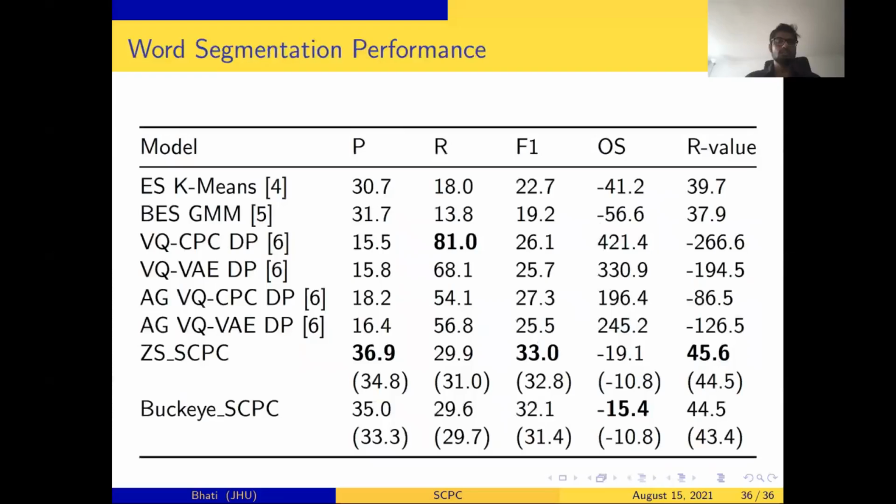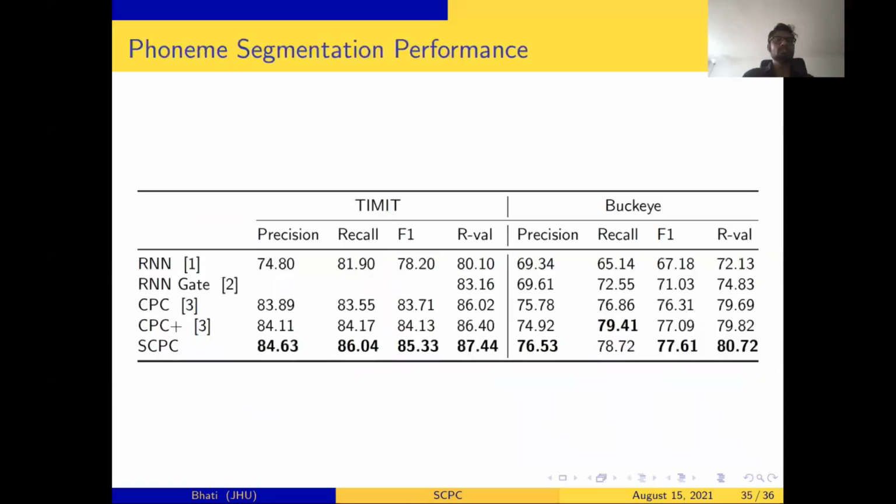We performed similar experiments on word segmentation on Buckeye, and as you can see, the SCPC-based model outperforms the existing word segmentation models, both neural and non-neural. One other interesting thing is that since we are able to look at multiple levels of information from speech, a single model is outperforming the phoneme segmentation methods and word segmentation methods, thus unifying the two problems with a common solution.